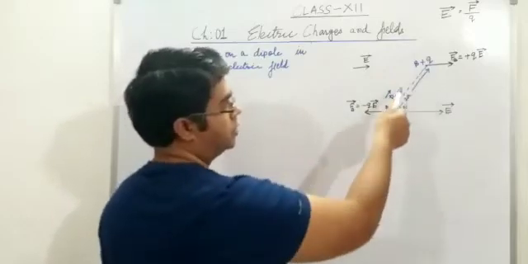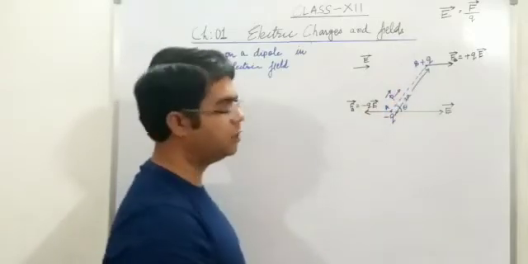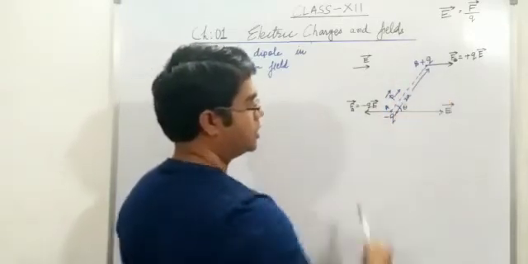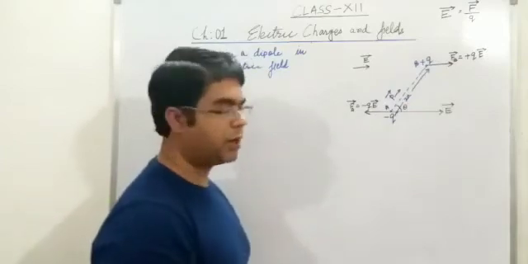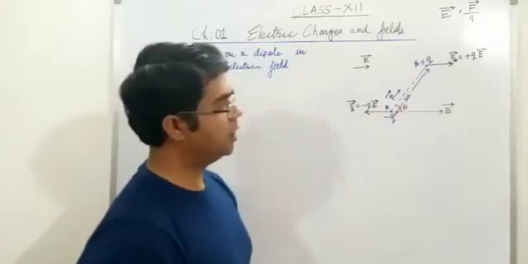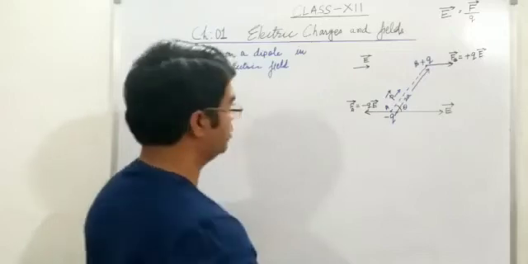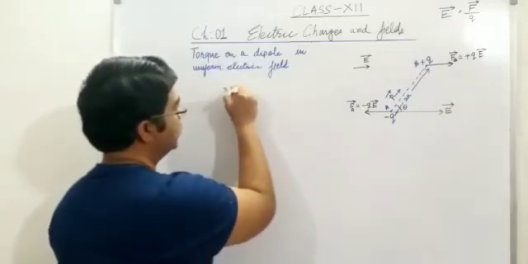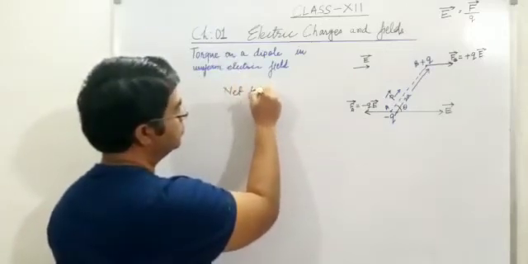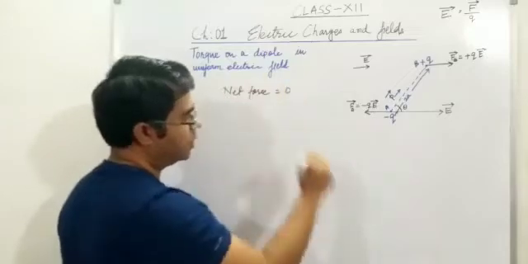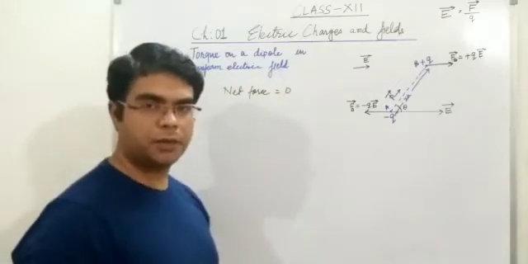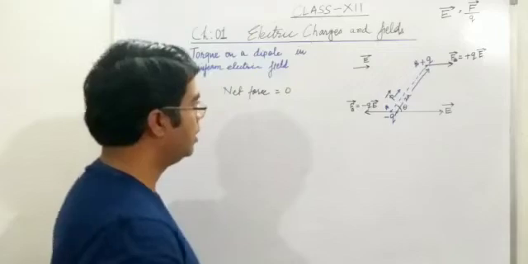These two forces are acting in opposite direction and their magnitudes are same. Therefore, net force acting on an electric dipole is equal to 0. That is, net force on an electric dipole in uniform electric field is equal to 0.